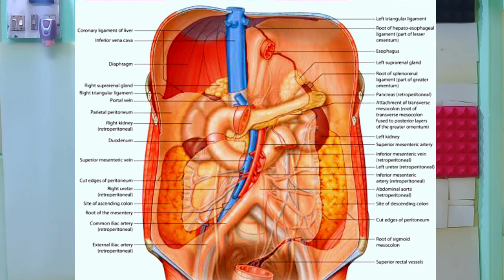Now posteriorly you will find the psoas major muscle and genito-femoral nerve. Now inside of the pelvic bone, this ureter, both sides posteriorly you will find internal iliac artery, internal iliac vein, lumbosacral plexus, okay, and sacroiliac joint.